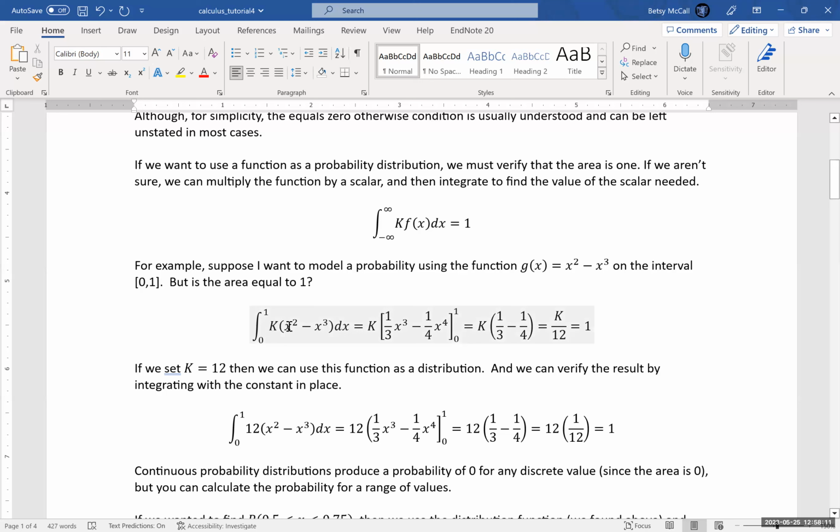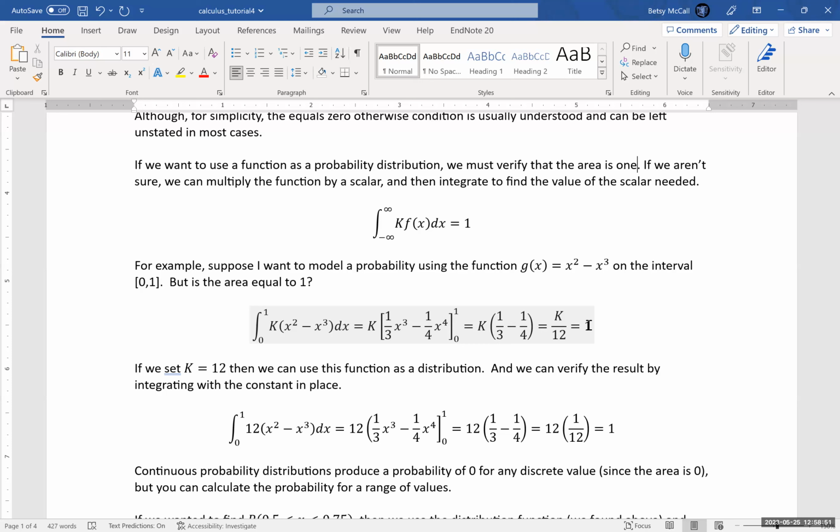So I multiply by k and I integrate it. And since I've specified that it's defined by this function only on the interval 0 to 1, I'm integrating from 0 to 1. Again, the function is 0 every place else, so I can ignore those. And so when I do my antiderivative, x squared becomes 1/3 x cubed, and x cubed becomes 1/4 x to the 4th. And then I plug in my 0 and 1. And what I end up with is k over 12. And I set that equal to 1. And from there, it's clear that k is going to be equal to 12.